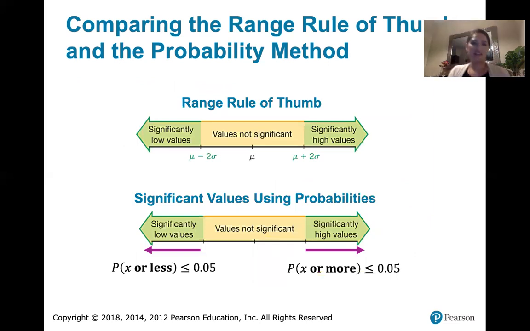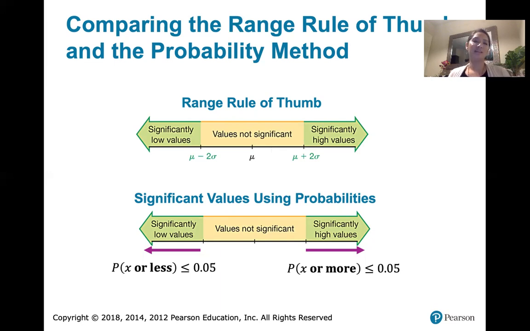I want you to see this graphic so that you can wrap your mind around this idea. In either case, we're talking about these values in the tails. These values that are close to the mean are not particularly significant. But with the range rule of thumb, what we're saying is if a value is more than 2 standard deviations away from the mean, so it's maybe more than 2 standard deviations above the mean, that would make it significantly high, or more than 2 standard deviations below the mean, that would put us over here on the left, that would make it significantly low. That's what we're going to call significant when we use the range rule of thumb.